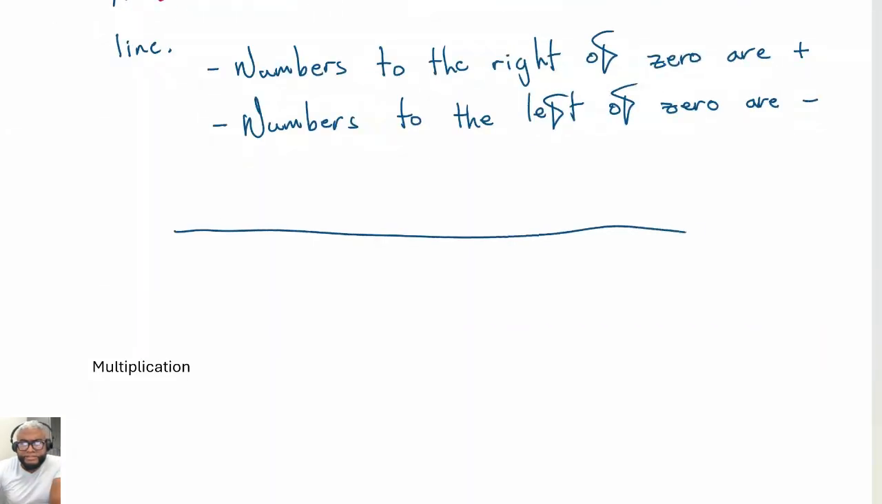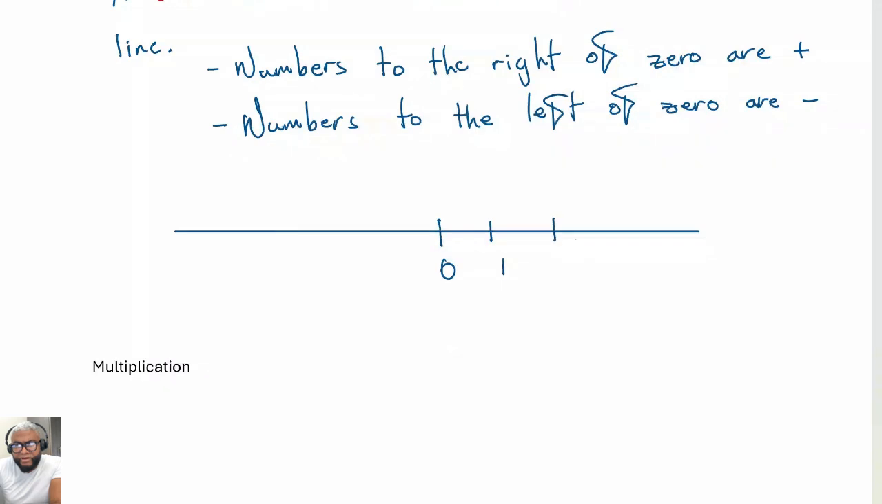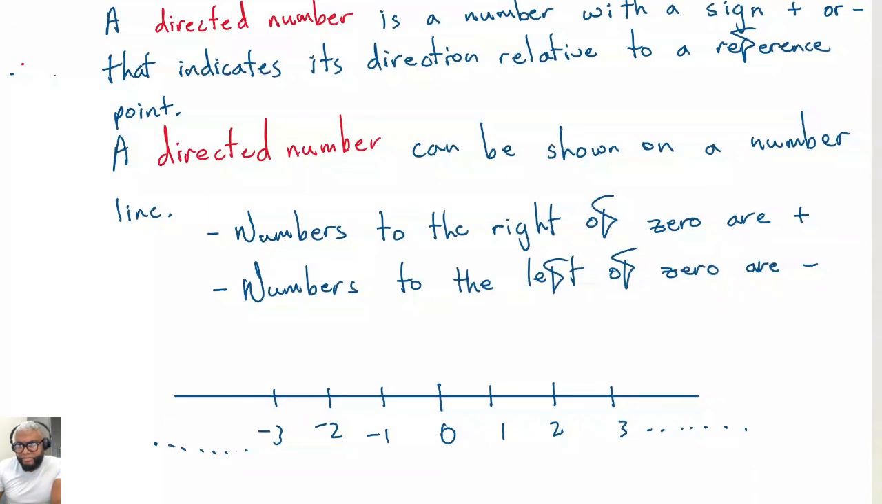So we could illustrate it here, a number line. In the middle, you have 0. To the right of 0, you'll have positive 1, positive 2, positive 3 going up the road. Then to the left of 0, you'll have negative 1, negative 2, negative 3 going to the left. Negatives to the left, positives to the right, okay? So you'll copy this down.